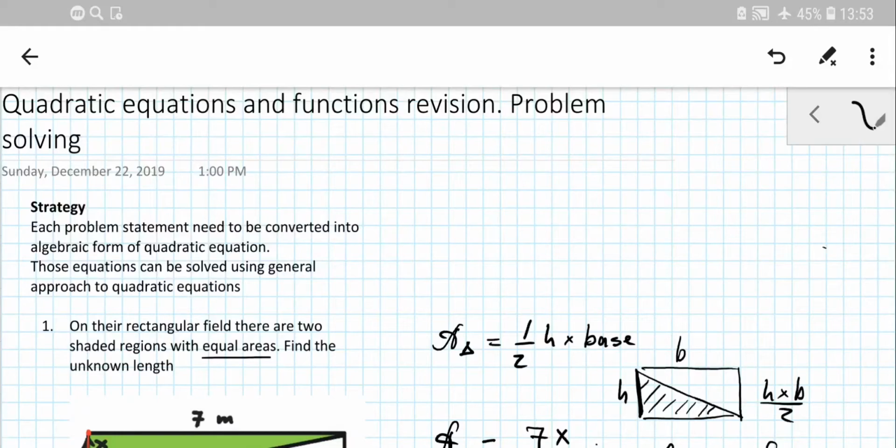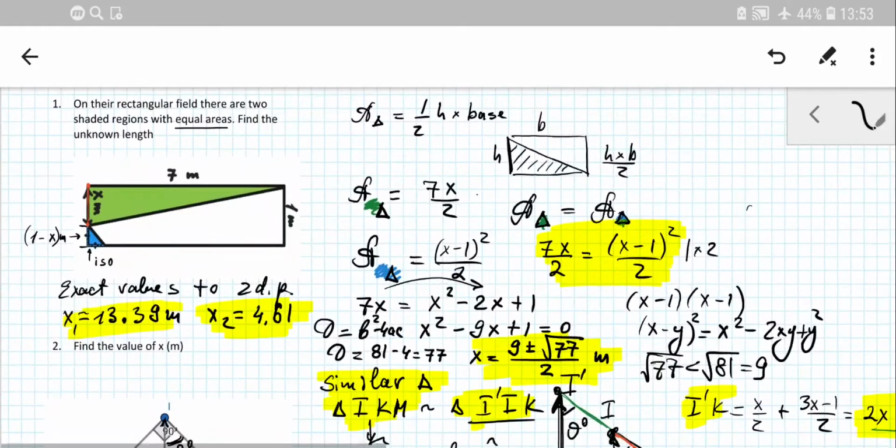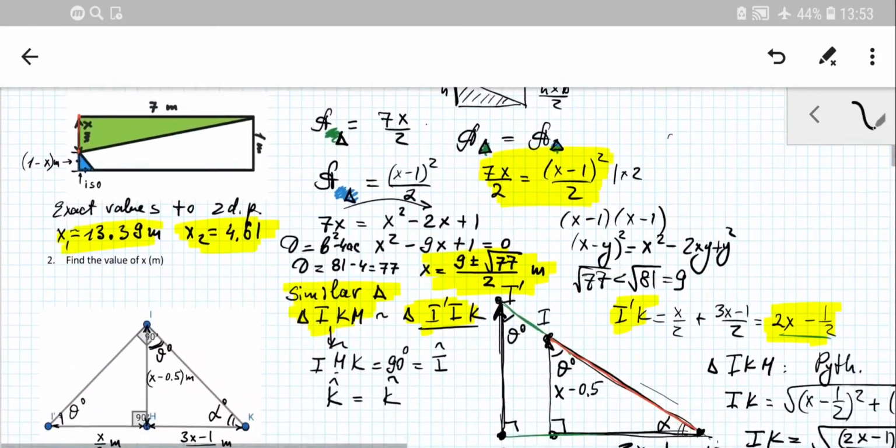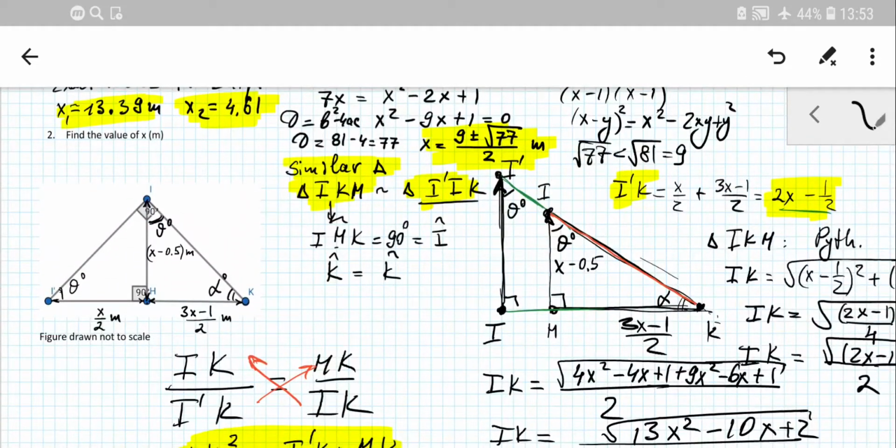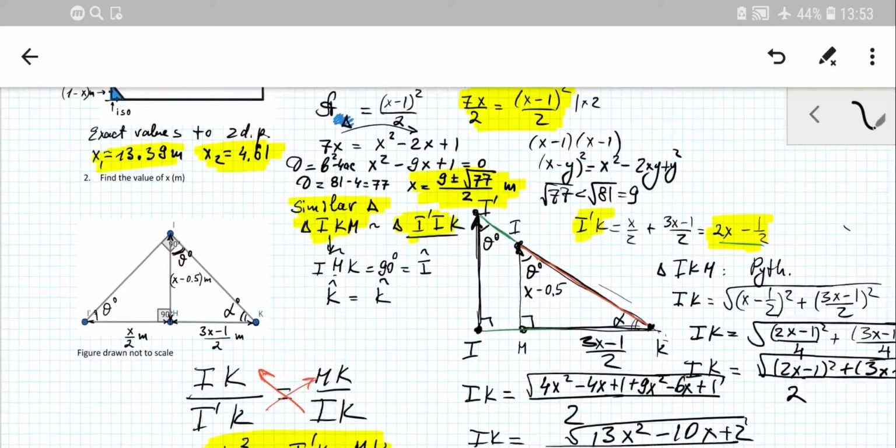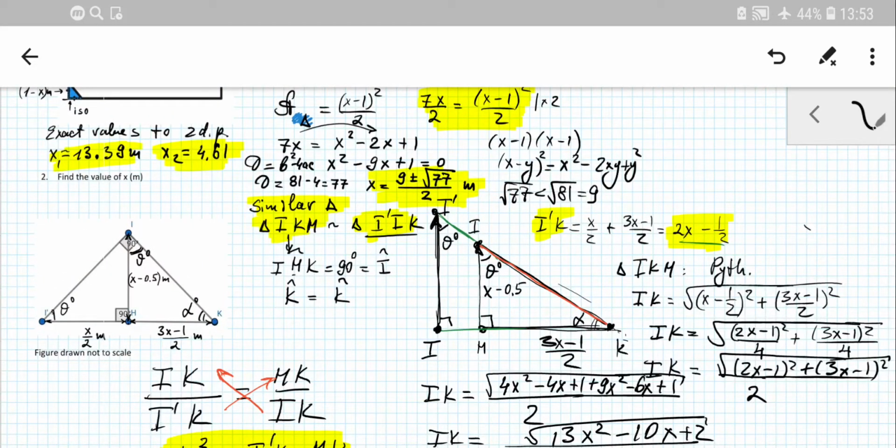Here we continue problem solving. We've done the first two problems. The second one was pretty outstanding in terms of complexity, but it was based on first setting up quadratic equations by finding out that two triangles are similar and using proportions, and then we solved that using the quadratic formula, using the discriminant, and that's how we find the solutions.